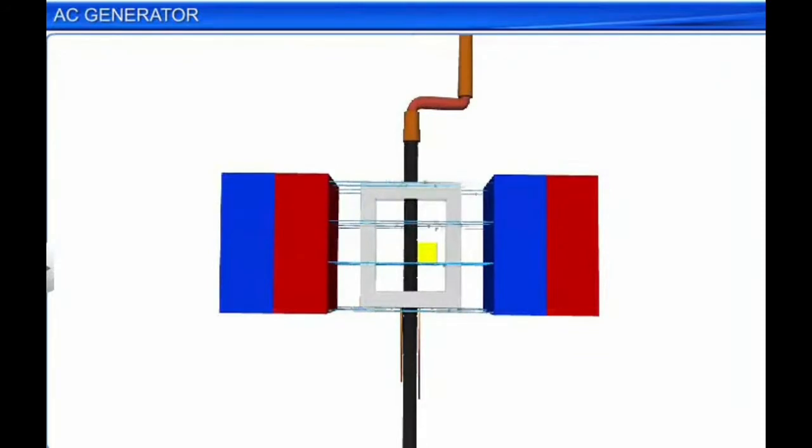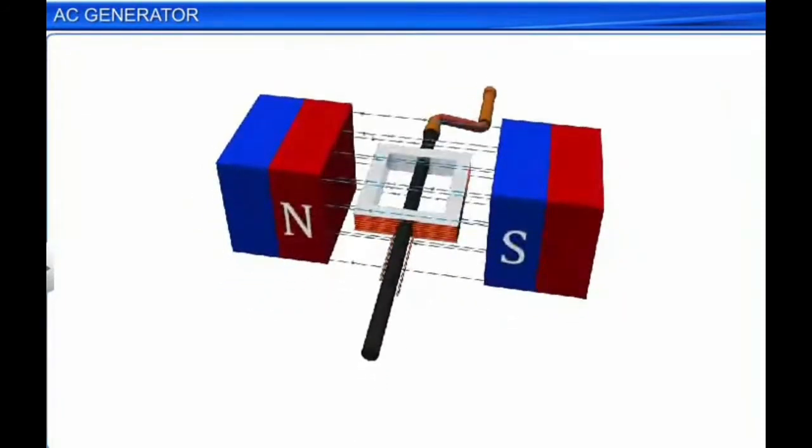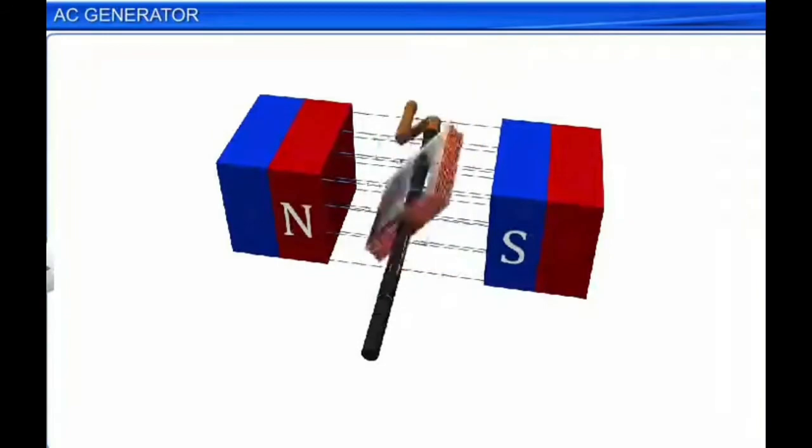field. By external means, this armature is rotated in the magnetic field. That means, with the help of an external agency, the armature is rotated in the magnetic field. The ends of the coil are connected to external circuit through slip rings and brushes.